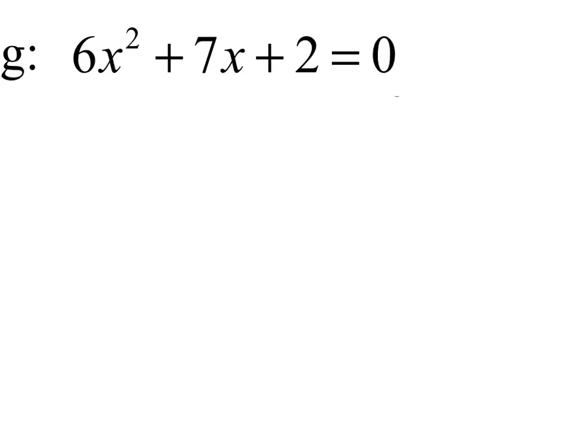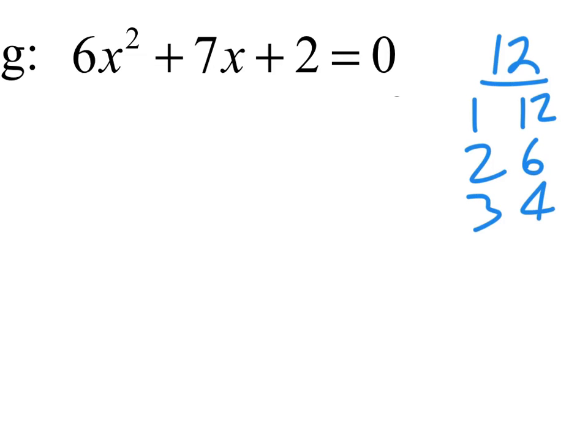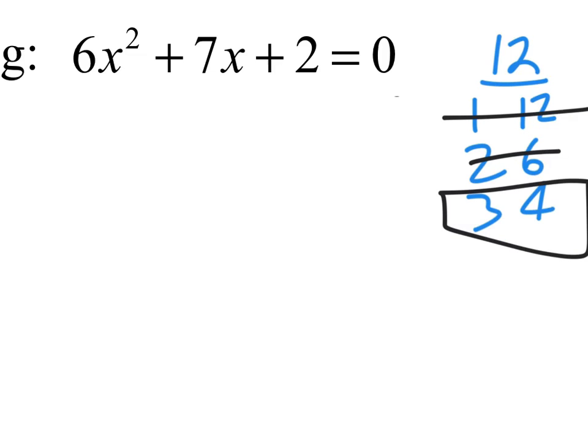I know that 1 times 12 multiplies to 12, as does 2 and 6, and 3 and 4. When we're looking at this, do any of these pairs of numbers add to 7? Clearly not 1 and 12, or 2 and 6. We're going to go with 3 and 4. Because 7 is positive, both of these have got to be positive. And because 2 is positive, we're going to make this a positive 3 and a positive 4.